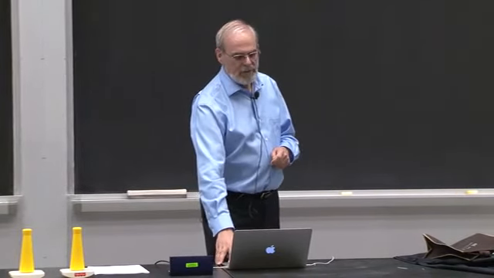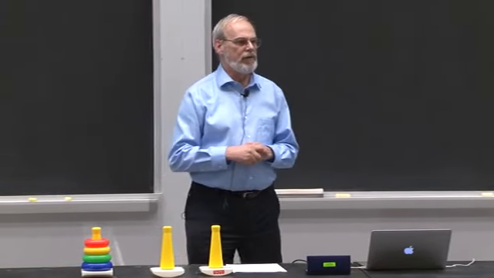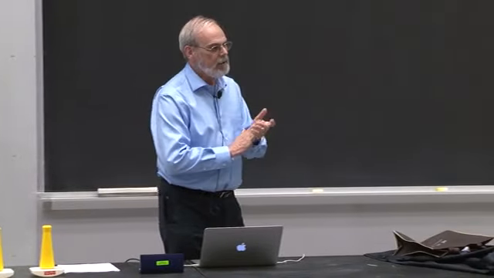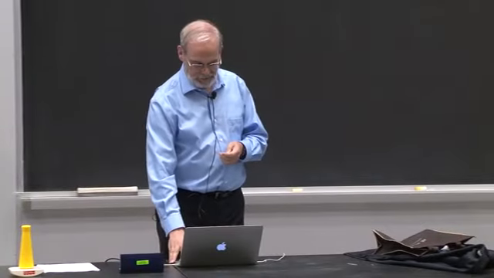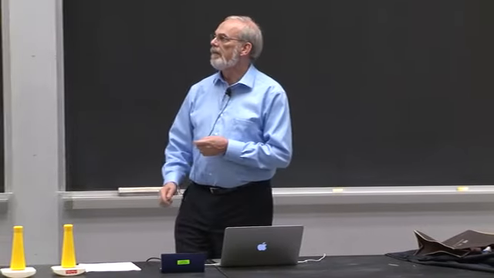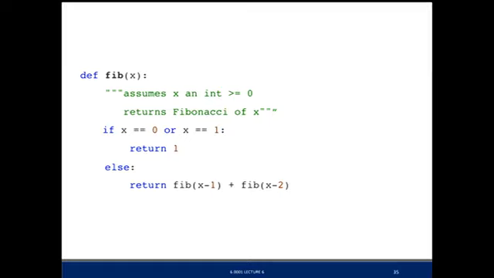Okay, so now I need 2 base cases. One for when n is equal to 0, one for when n is equal to 1, and then I've got that recursive case. And so there's a nice little piece of code. Fibonacci, I'm going to assume x is an integer greater than or equal to 0. I'm going to return Fibonacci of x. And you can see now it says if either x is equal to 0 or x is equal to 1, I'm going to return 1. Otherwise, I reduce it to 2 simpler versions of the problem, but with different arguments, and I add them up.